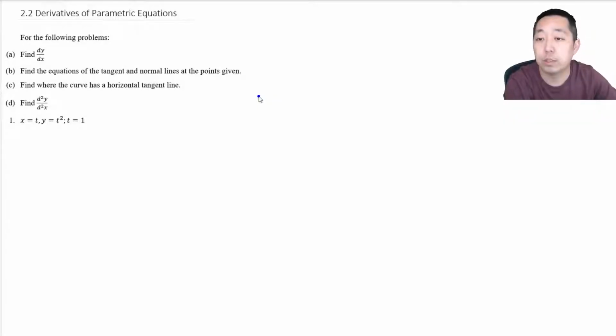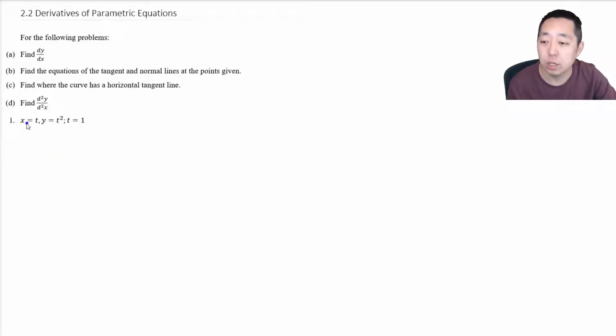So now we're going to be looking at derivatives of parametric equations. In these problems, they ask you to find the derivative, the equations of the tangent and normal lines at the given points, find where the curve has a horizontal tangent line, and find the second derivative. So these are the common things you'll have to do when you're doing parametric equations.